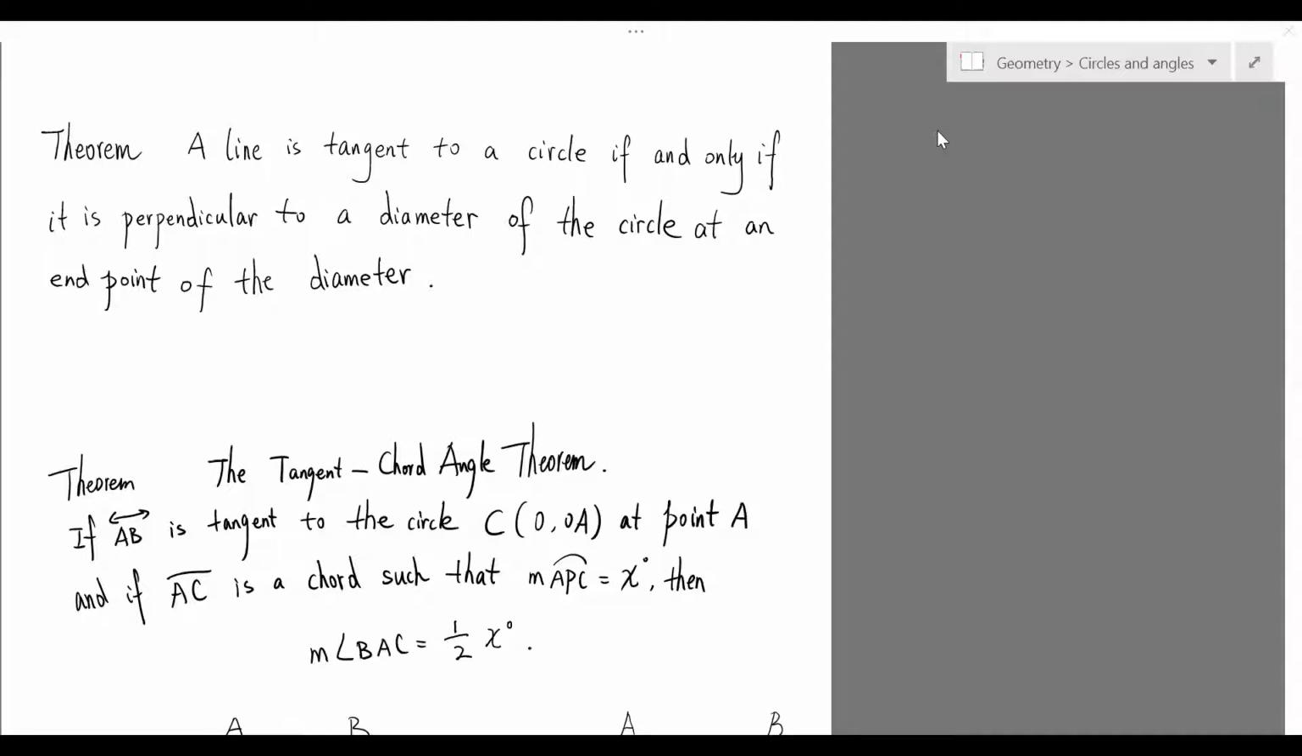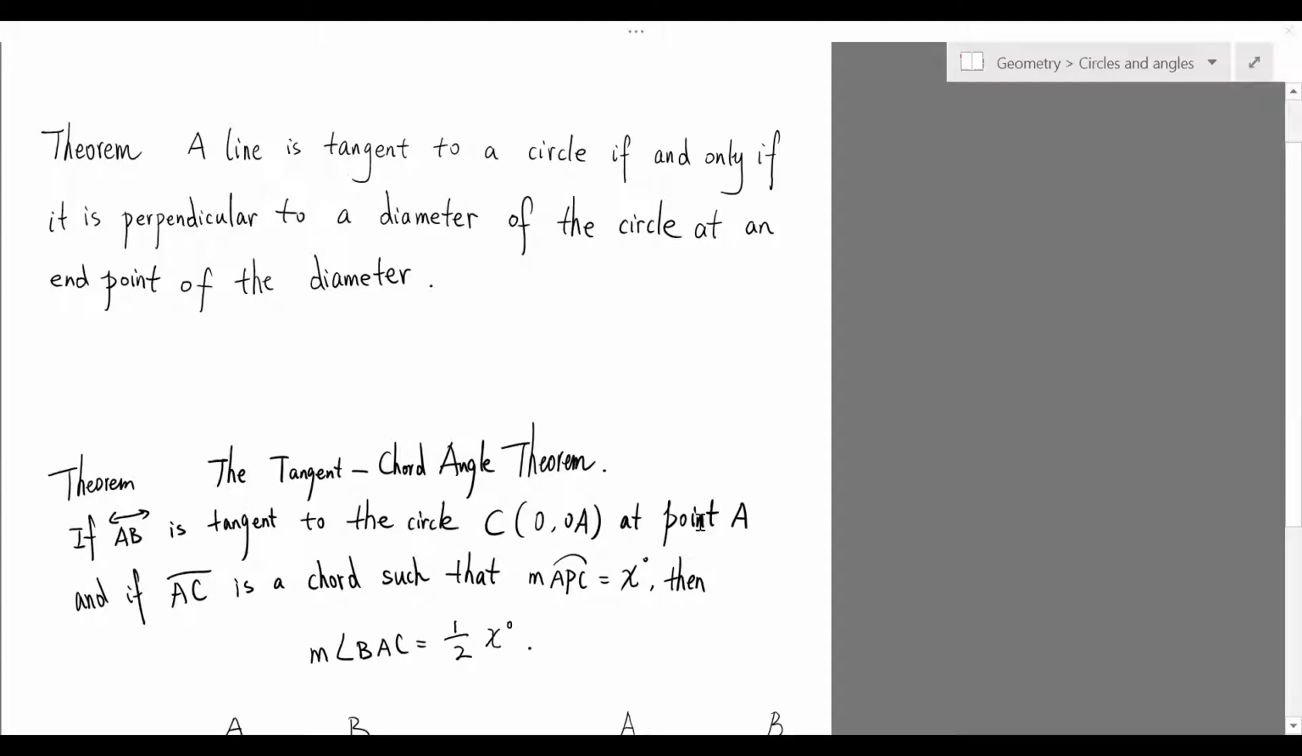In this video, we're going to look at a generalization of this characterization, and it is called the tangent chord angle theorem. From the title of this theorem, we could see that it is talking about a relation between a tangent line and a chord of the circle and the angle formed by those two lines or line segments. Let's look at the statement of this theorem.